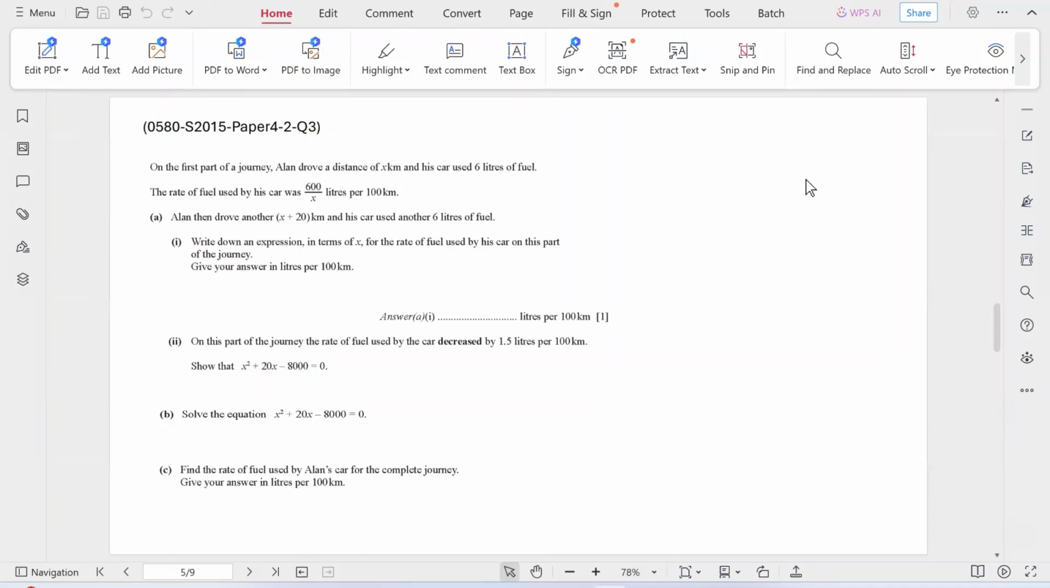So for a distance of X, this is kind of like a ratio problem. For a distance of X, he used 600 over X. And since it's the same car, the rate of using fuel is actually the same. The car uses fuel at the same rate, always, regardless of the distance traveled. So because he used 6 liters of fuel in a distance of X, we said that the rate of fuel was 600 over X liters per 100 kilometers. Now, if he drove a distance of X plus 20, and his car used another 6 liters.